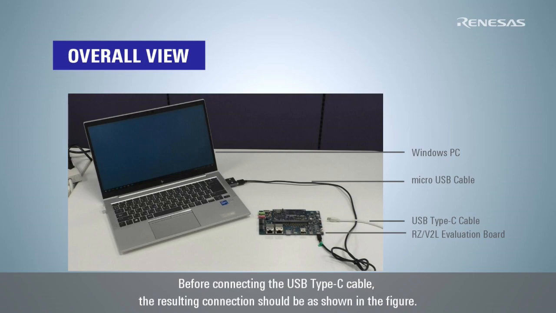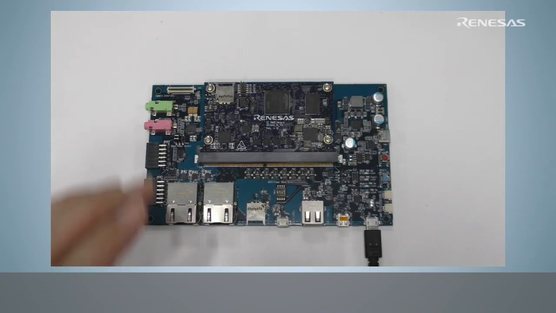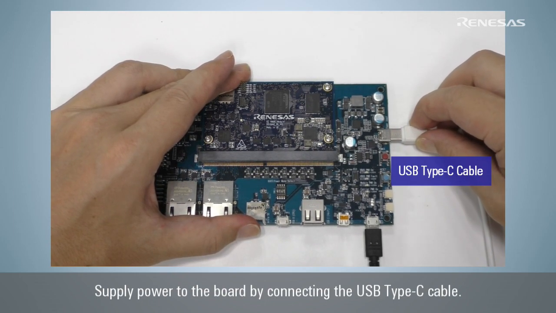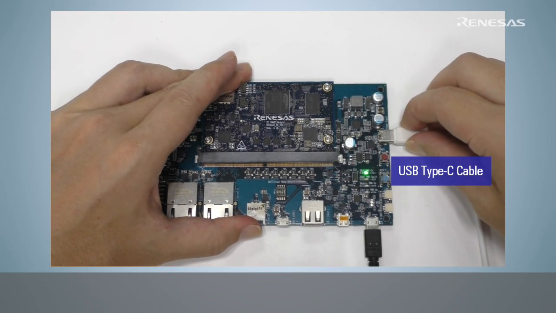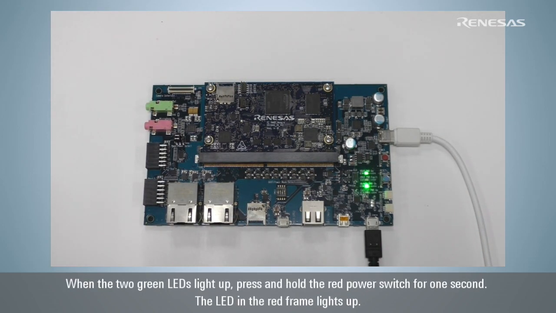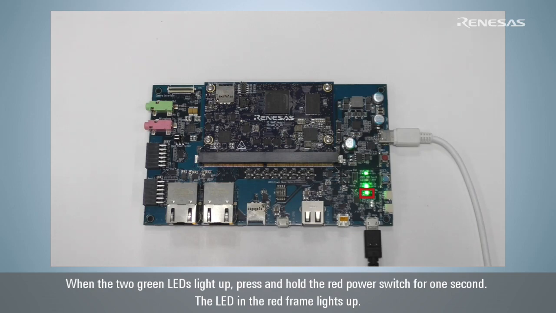Before connecting the USB Type-C cable, the resulting connection should be as shown in the figure. Supply power to the board by connecting the USB Type-C cable. When the 2 green LEDs light up, press and hold the red power switch for 1 second. The LED in the red frame lights up.